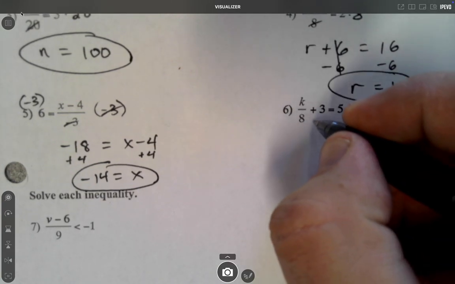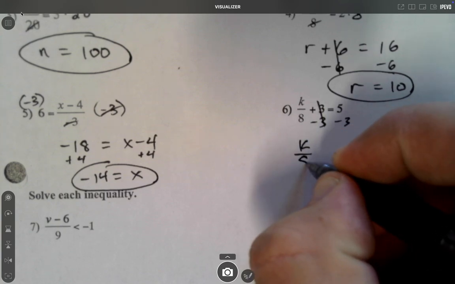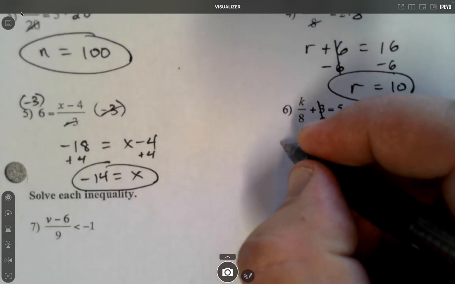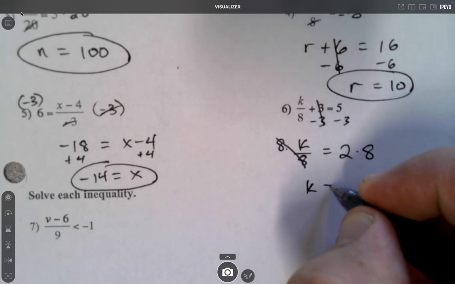Number 6, we need to subtract 3 from both sides. We get k over 8 equals 2. We multiply both sides by 8, and we get 16.